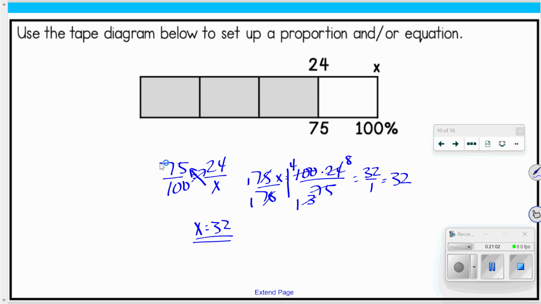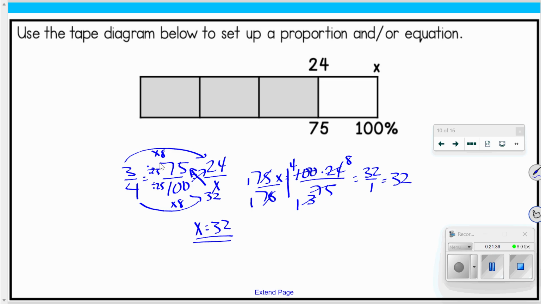I did it, but wait a minute. How'd you do it? Is there another way I could have done this? Yes, I could have simplified here, divided both these by 25. It would have given me 3/4. How do I go from 3 to 24? Times 8. So I do 4 times 8 and I got 32.